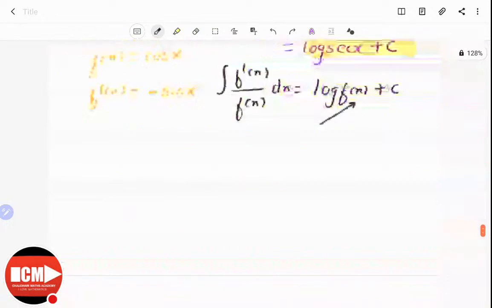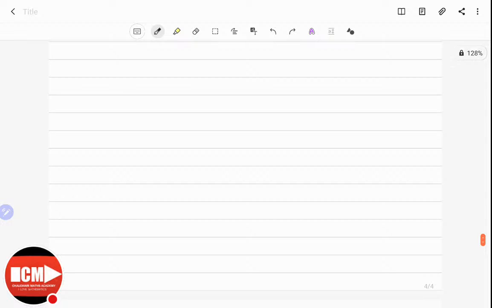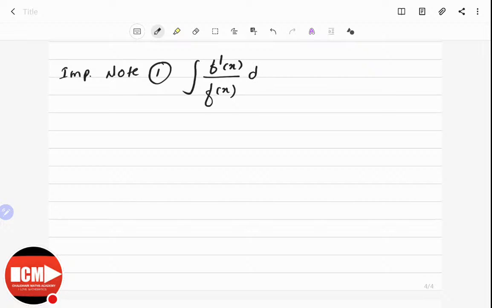So here I am writing 2-3 important things. Make sure you write down all these as an important note. The first important note is the corollary itself, that is, if a function is present in the denominator and its derivative is present in the numerator, then the final answer for such a case is always log of f of x plus c. This is a very, very important corollary, and definitely this kind of corollary will save your time in objective examination as well as in theoretical examination.